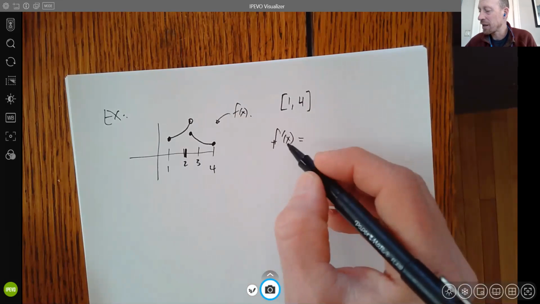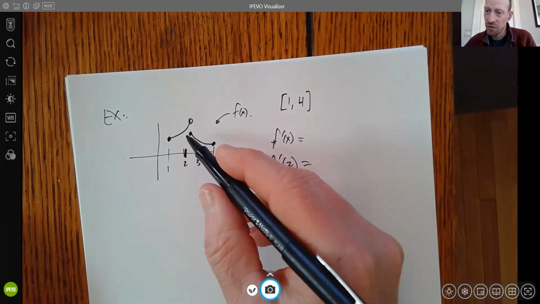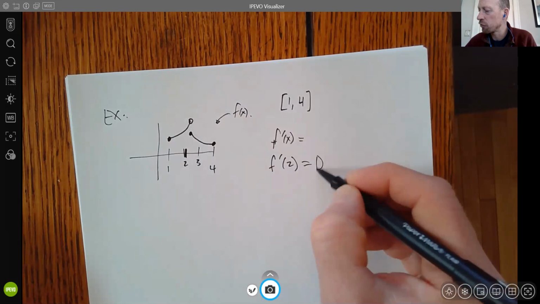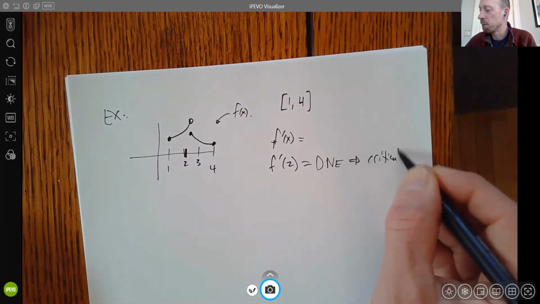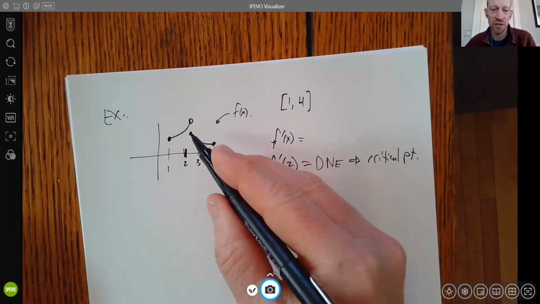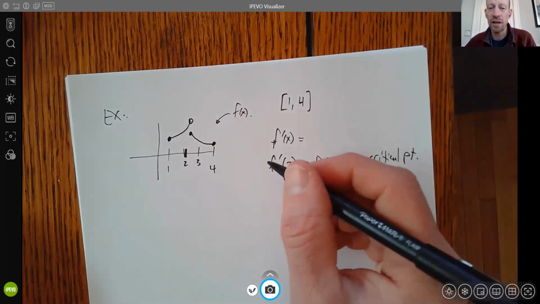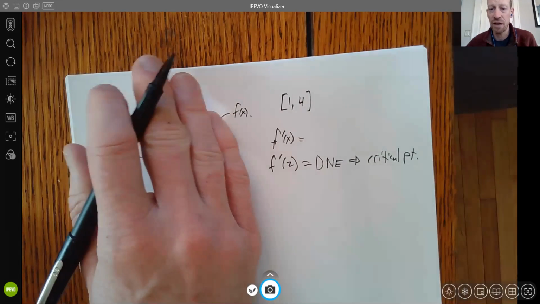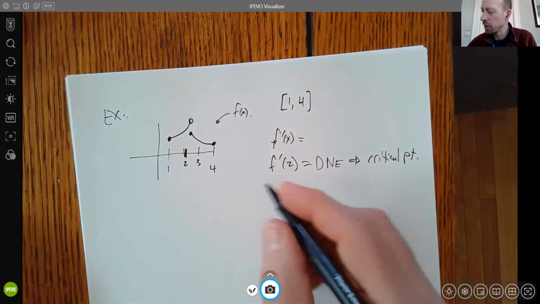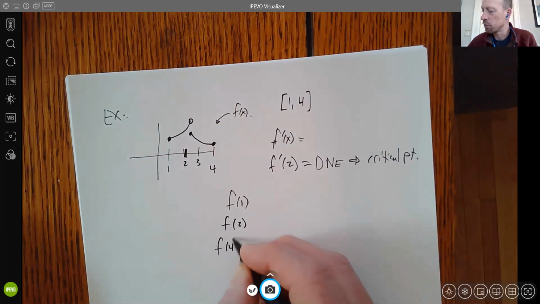What we would find is when we take the derivative, f prime of 2, since there's a discontinuity there, it can't be differentiable. The derivative doesn't exist, so f prime of 2 does not exist, which would imply that it's a critical point. The function exists there, but the derivative does not. So we have a critical point. And so remember, we're just going through our closed interval method like we did in the last problem. We'd say, okay, I've got one critical point, I've got these two endpoints. I'd check f of 1, I would check f of 2, and I would check f of 4.